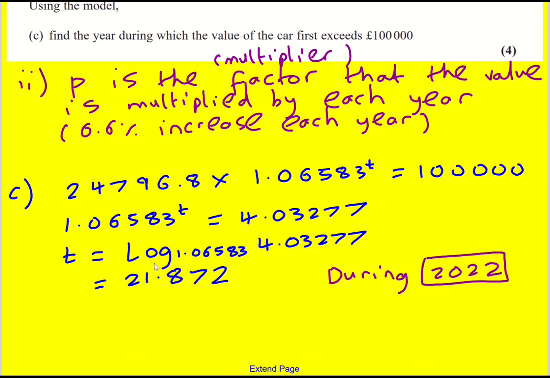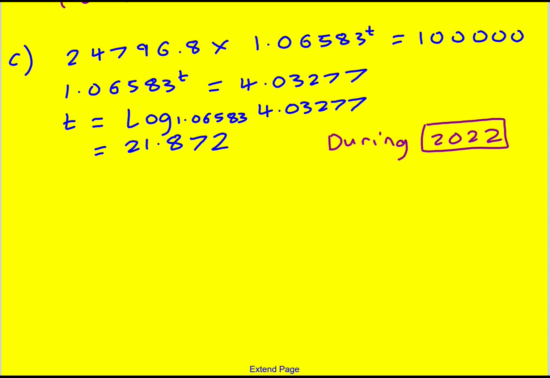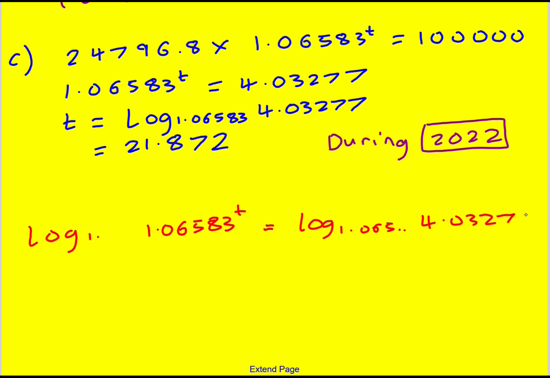Just very quickly, if you weren't quite happy with how I did that last little bit, you can imagine actually taking log, actually, let me do it down here. Taking log to base 1.06583 of both sides. Because then you would bring the power down. This would become 1, and you get exactly what I wrote before. Okay, that's a slightly safer way, potentially, if you're not happy with how quickly I did it.